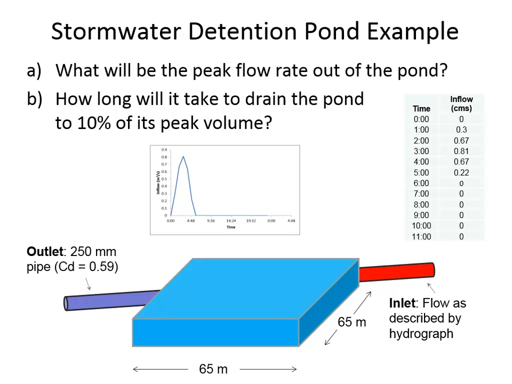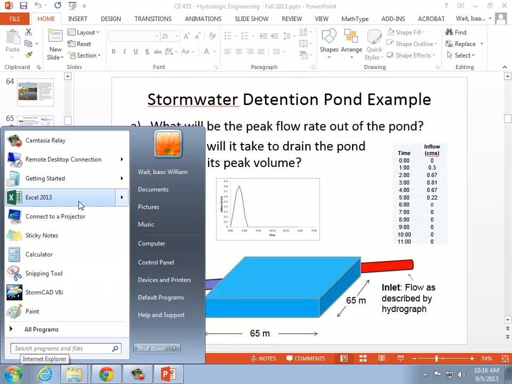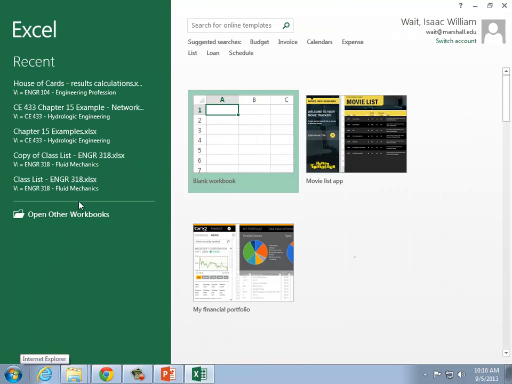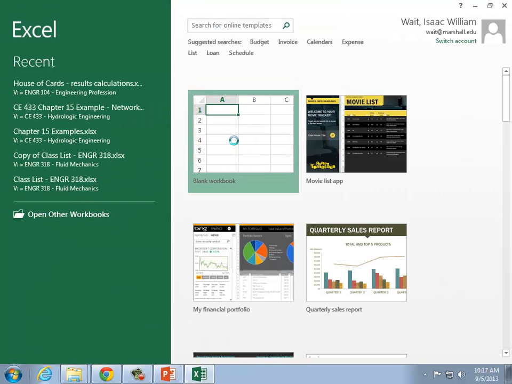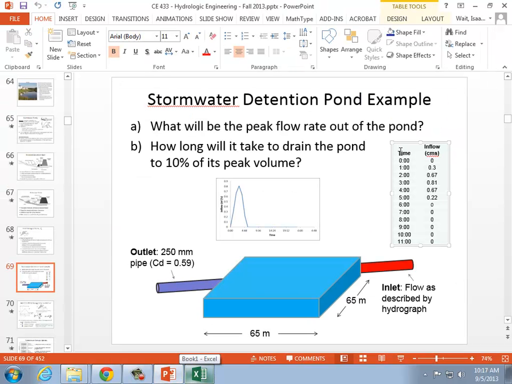See those numbers there? Yeah, all right. I'm going to turn on Excel. Time. Well, geez, why would I type it when I could just cut and paste?